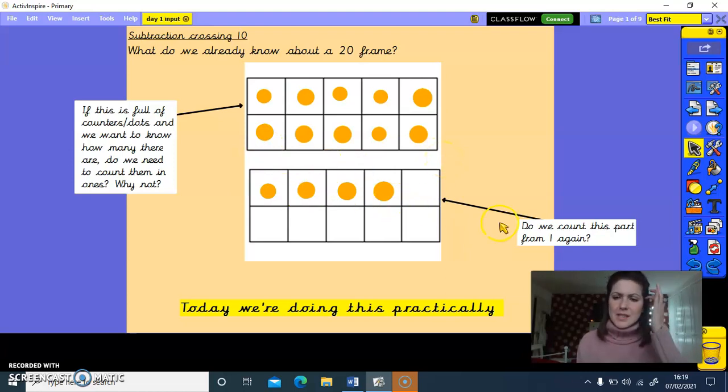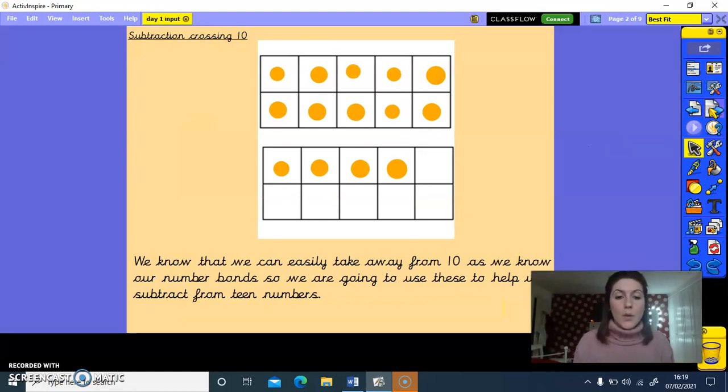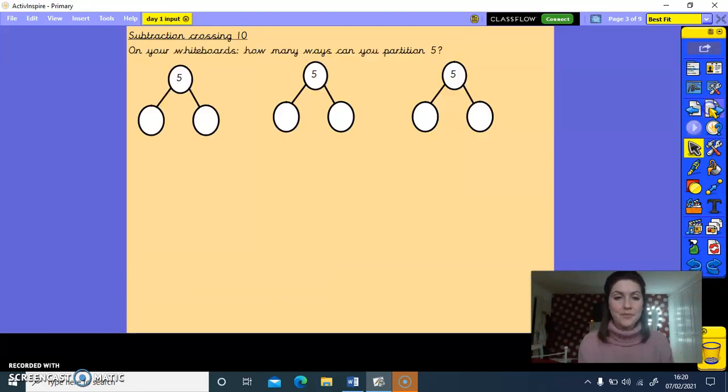And this part here, it says, do we count this part from 1 again? Well, no, I would put 10 in my head because I've got 10 here, and then I would count on 11, 12, 13, 14. So this is a nice quick way to recognise the number 14. I've got 10 here and then 4 ones. So that's something we already know about a 20 frame. So we can easily take away from 10 as we know our number bonds, and they are going to help us subtract from teen numbers, so numbers from 11 to 20.